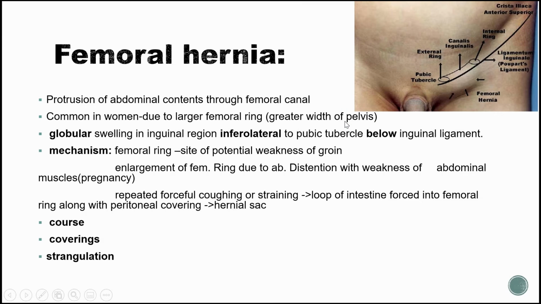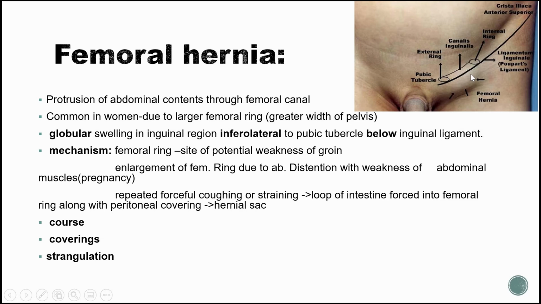Finally, talking about the femoral hernia. Femoral hernia is the protrusion of abdominal contents through the femoral canal, and this is more common in women because they have a larger femoral ring, because they have a greater width of pelvis. It usually presents as a globular swelling in the inguinal region, like this in the picture, and it is infralateral to the pubic tubercle. As you can see here, the pubic tubercle is here, and the swelling is inferior and lateral to it.